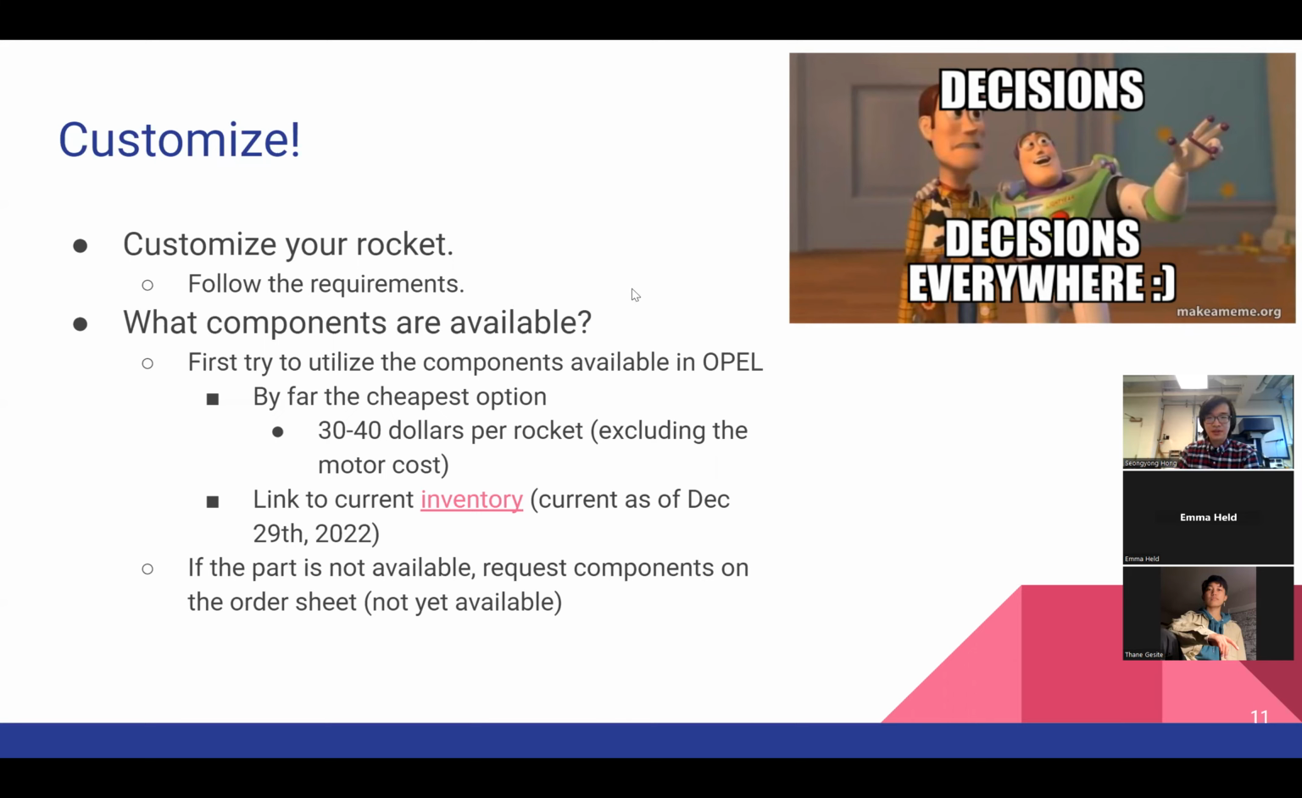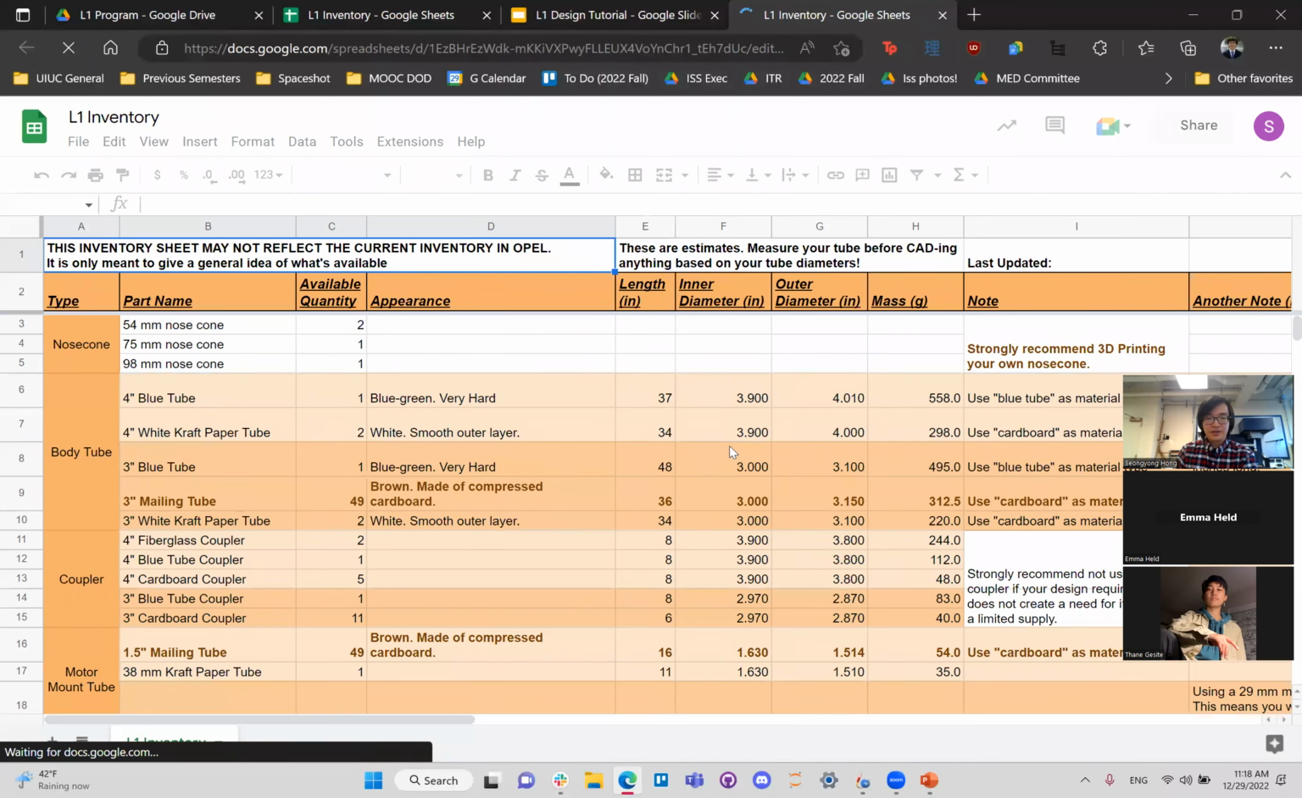Another factor that will drive these decisions is thinking about what components are available. Like Emma said, I highly recommend that everyone first try to utilize the components that are available in Opal, and by doing so, this is by far the cheapest option for getting your L1 built. It's going to cost about $30 to $40 per rocket for you to build it, excluding the motor cost. And here's a link to the current inventory of the things that are available in Opal.